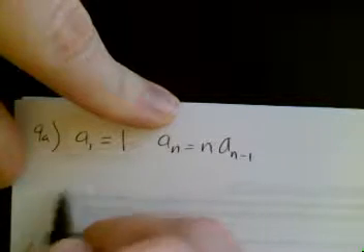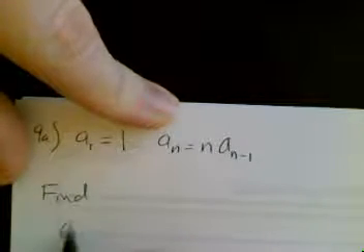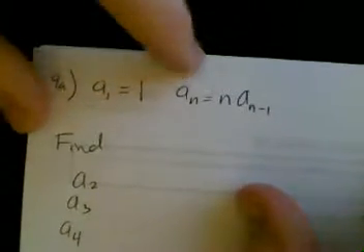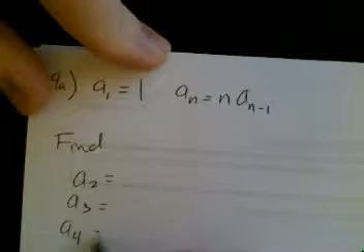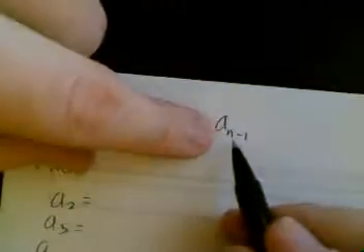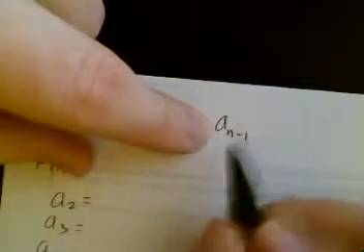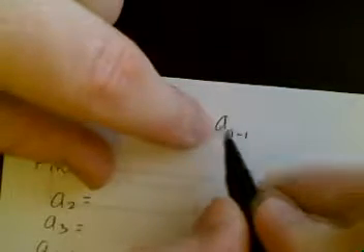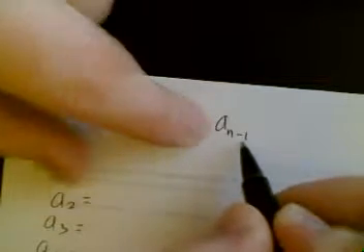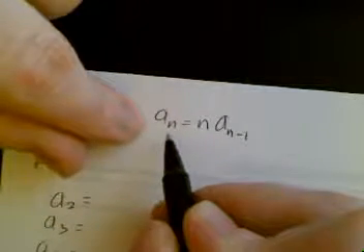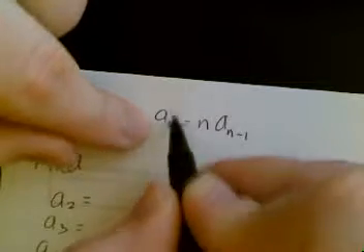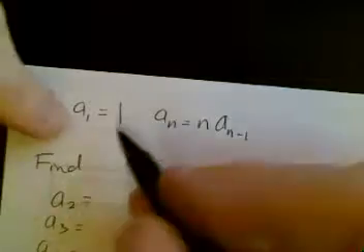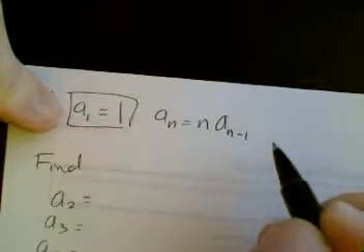The question asks me to find a sub 2, a sub 3, and a sub 4. Now be very careful with recursively defined sequences. This is not some n minus 1 multiplied by an a. No, this is a sub n minus 1. It is very similar to a sub n. The only difference is that if I look at a sub n, notice it's not asking me for a sub 1. It gave me a sub 1. I don't need to find that one, okay?